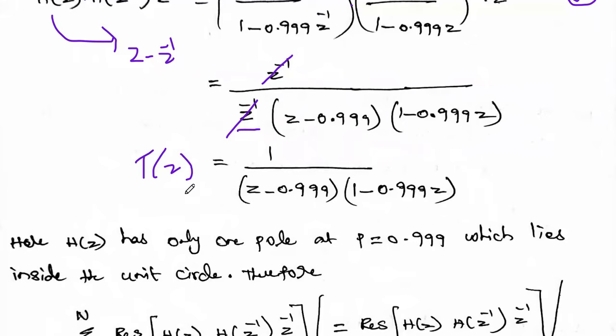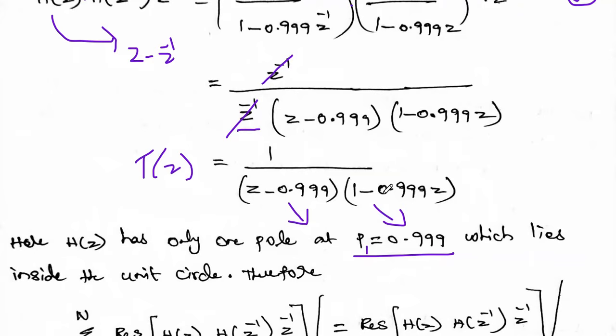That product we simply take as t of z, and for this t of z we have to find the poles. What is meant by poles? The roots of the denominator polynomial are called poles. Here there are two terms, the first term and the second term. For the first term, what is the root? z minus 0.999, so z equals 0.999. So the first pole is 0.999.